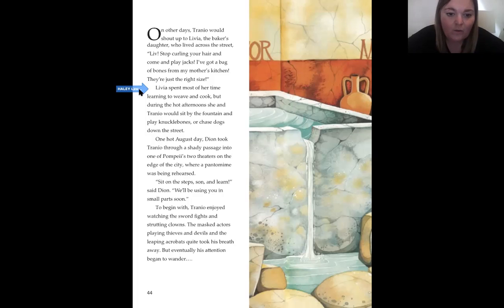the street. One hot August day, Dion took Tranio through a shady passage into one of Pompeii's two theaters on the edge of the city, where a pantomime was being rehearsed. "Sit on the steps, son, and learn," said Dion. "We'll be using you in small parts soon." To begin with, Tranio enjoyed watching the sword fights and strutting clowns, the masked actors playing thieves and devils, and the leaping acrobats quite took his breath away.